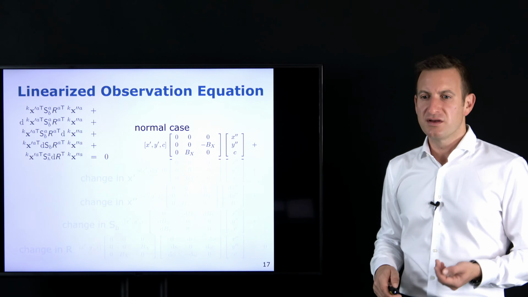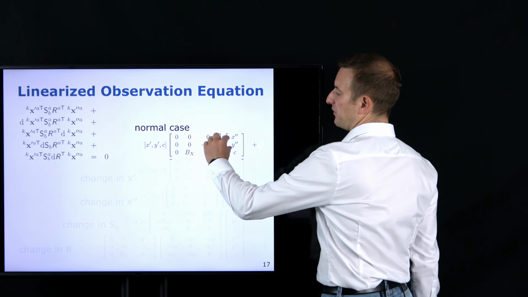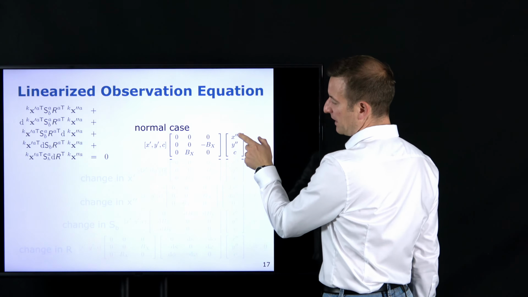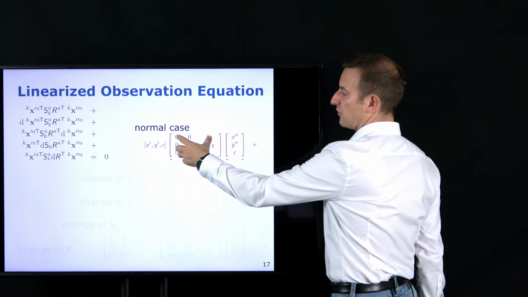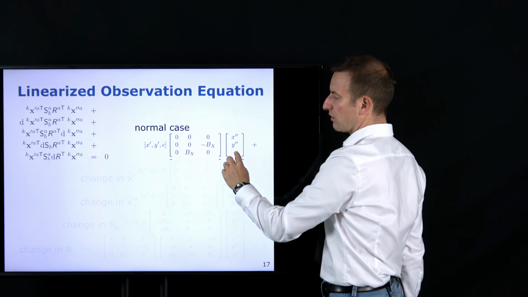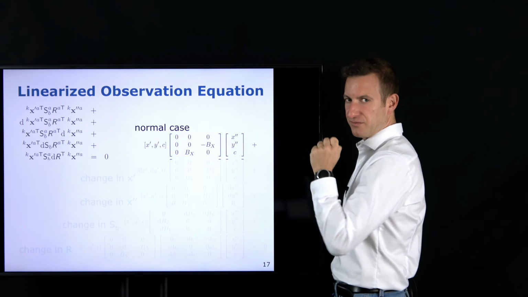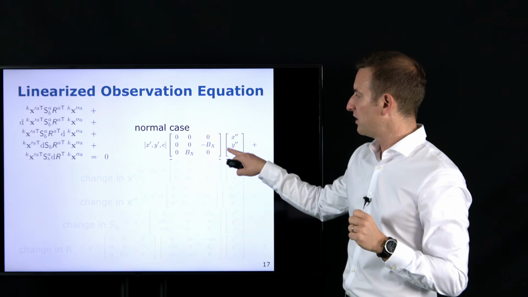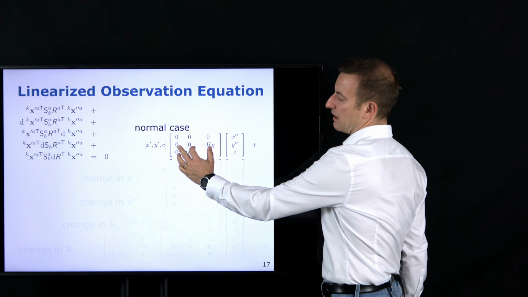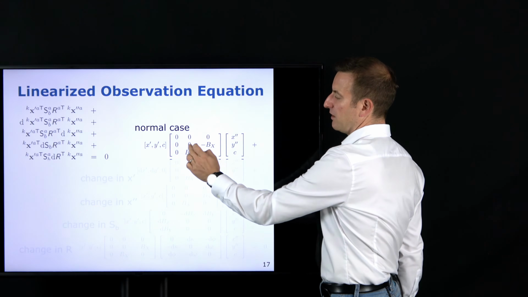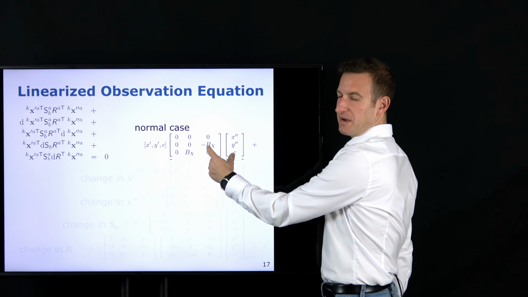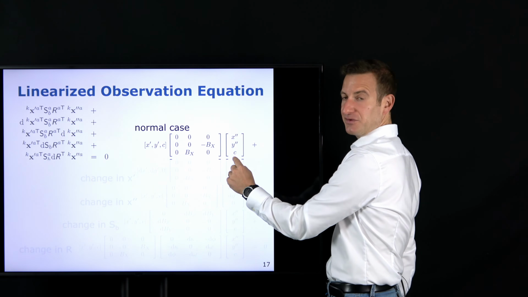How does this change? The first thing we need to do is multiply this matrix with this vector over here. So we have 0, 0, 0 multiplied with x double prime, y double prime, c. This column vector multiplied with this row vector will give me 0, so the first element of the resulting vector will be 0. The second dimension would be 0 times x double prime, 0 times y double prime, minus bx times c. This is the only term which remains, so the second dimension will be minus bx times c.